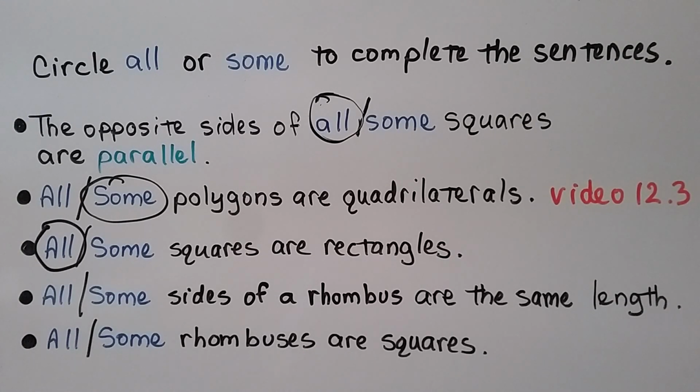If you said all, you're right. All sides of a rhombus are the same length. Are all or some rhombuses squares?